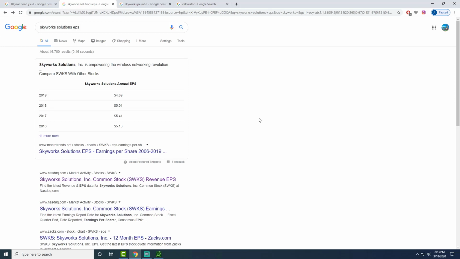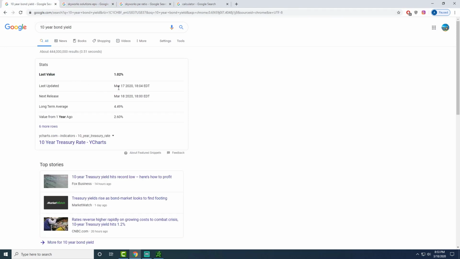Okay, so we're here on Google, and the first thing we're going to want to find is the 10-year bond yield. So just type in 10-year bond yield. You're going to get this. The very first thing that's going to pop up is 1.02. This is the current going rate. That's what you want to use. You want to try and use the most recent numbers for this, so that way you can have the most accuracy.